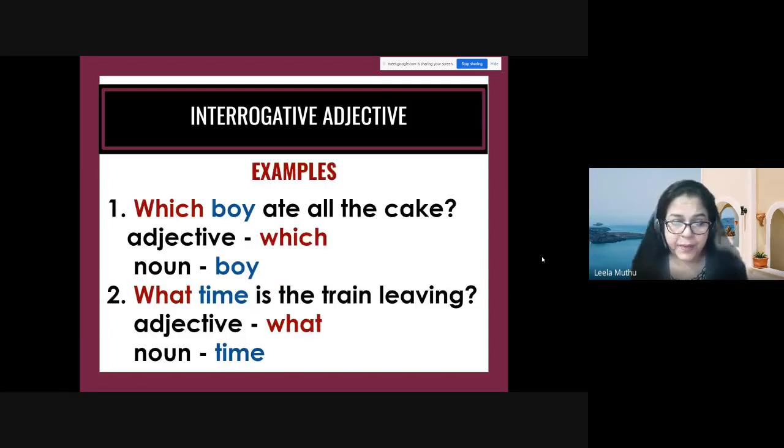Which boy ate all the cake? Which is an interrogative word followed by the noun boy, and therefore it is an interrogative adjective. What time is the train leaving? Time is the noun. What is before the word time. Therefore, it is an interrogative adjective. It's an interrogative word which is being used as an adjective now.